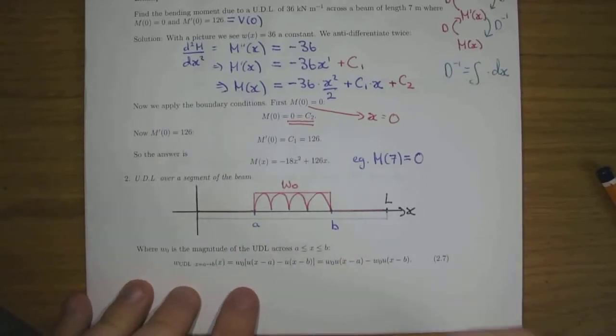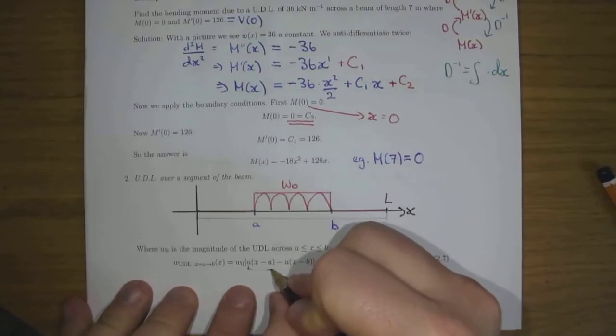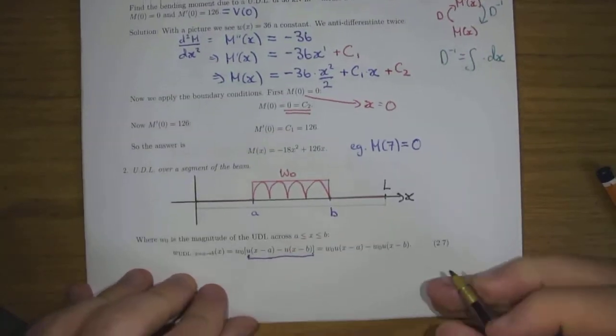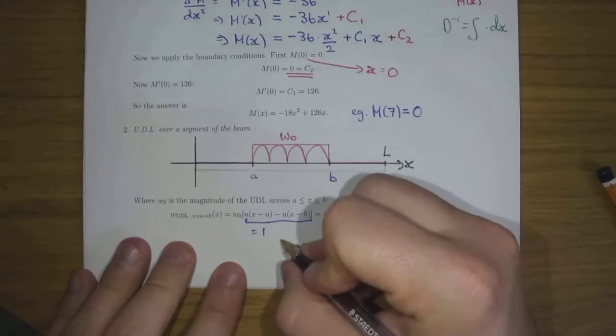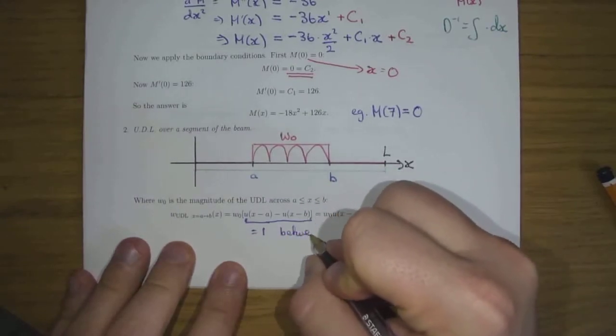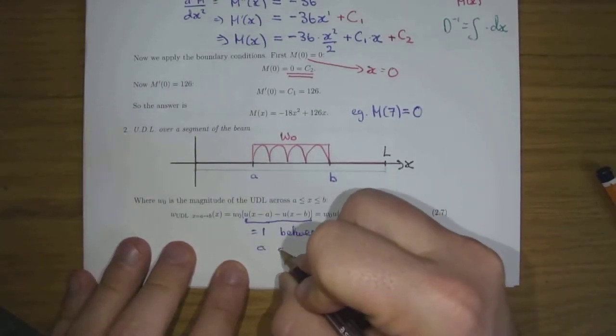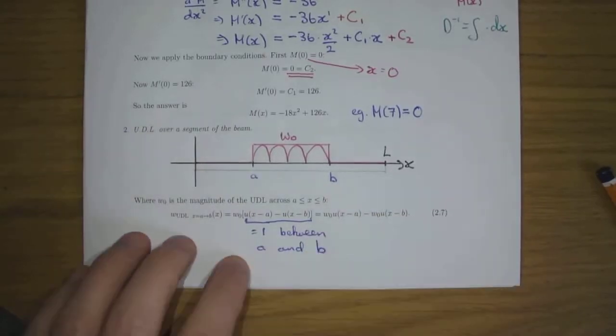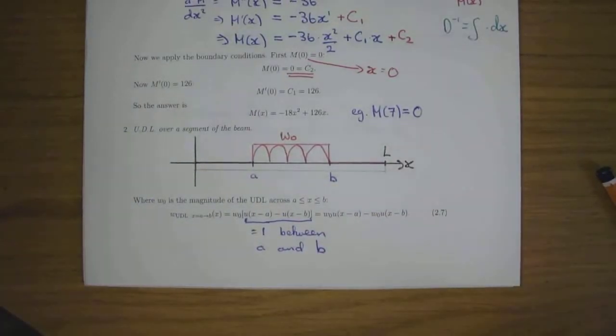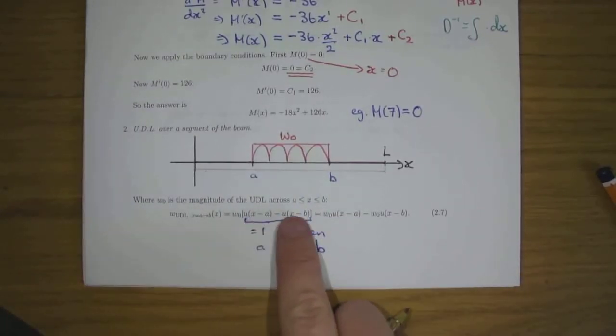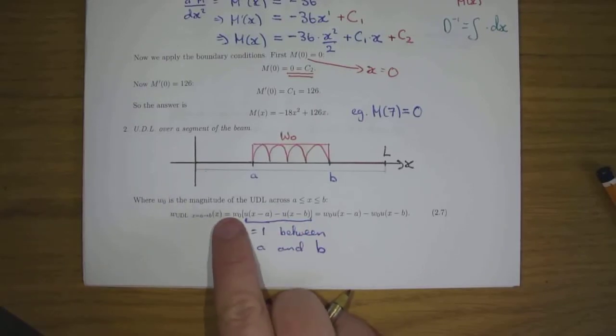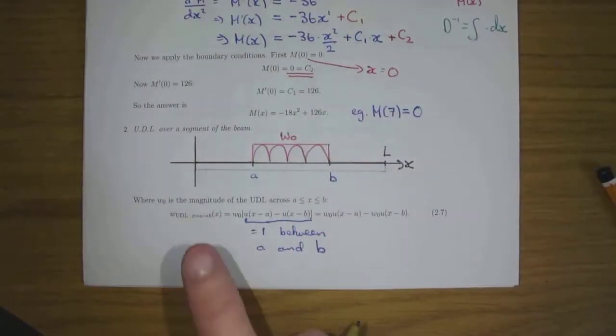That's that thing there. So this bit is equal to 1 between A and B. A and B are some prescribed distances along the beam, say 1 meter and 3 meters. So you've got a UDL between 1 and 3, and it'll be 0 elsewhere, which is what you want. And so just multiply this thing that's equal to 1 by the load per unit length that you're actually interested in, and that will do it.